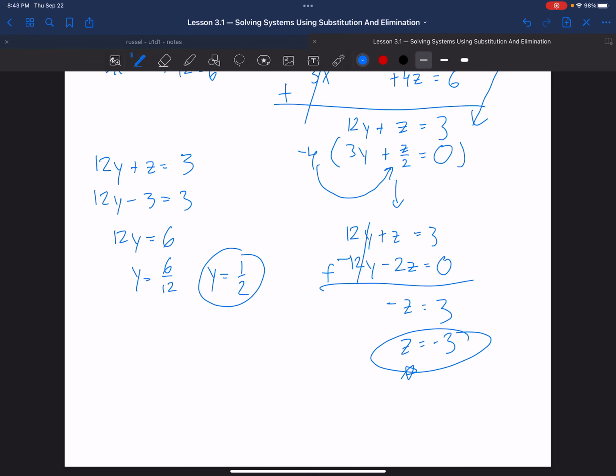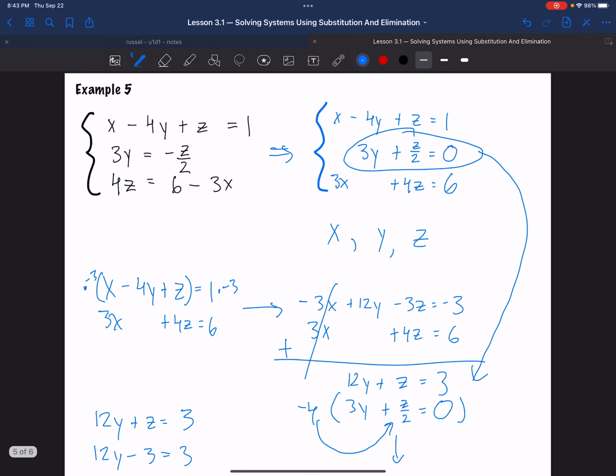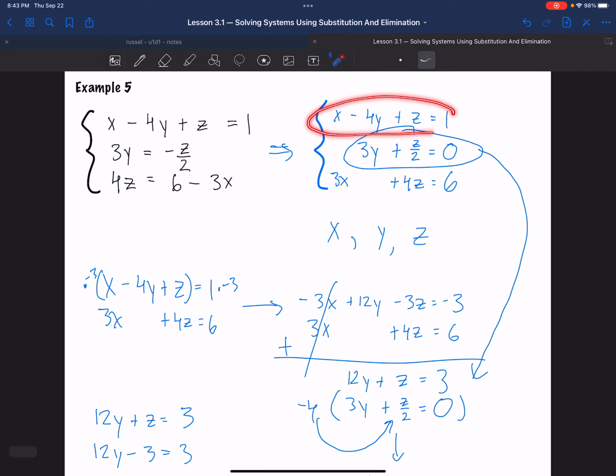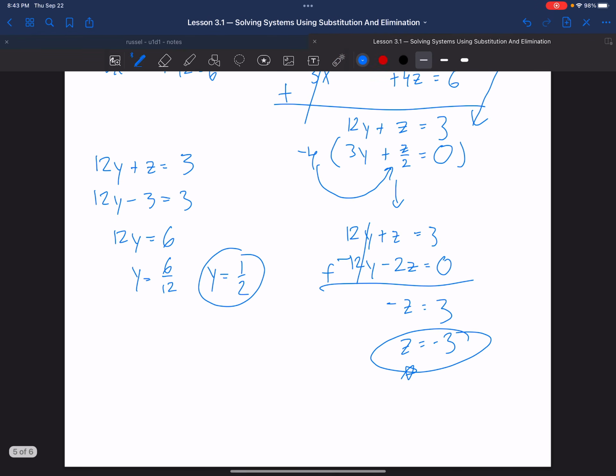Now, find x. That last equation, you could use all 3 on the top equation, or you could just do the last equation. 3x plus 4z equals 6. So z is negative 3, so it's 3x plus 4 times negative 3 equals 6. So 3x minus 12 equals 6. So 3x equals, what is that, 18? So x equals 6. And there you go.